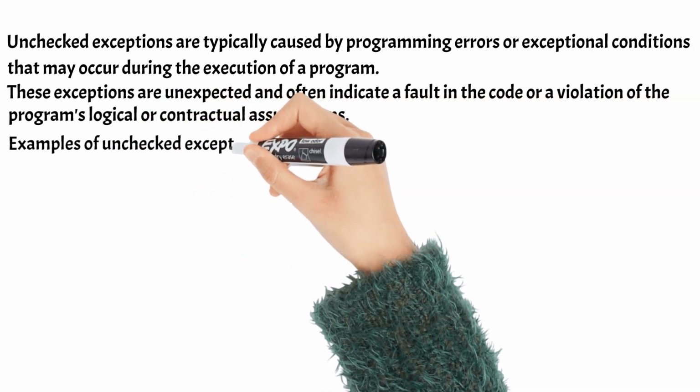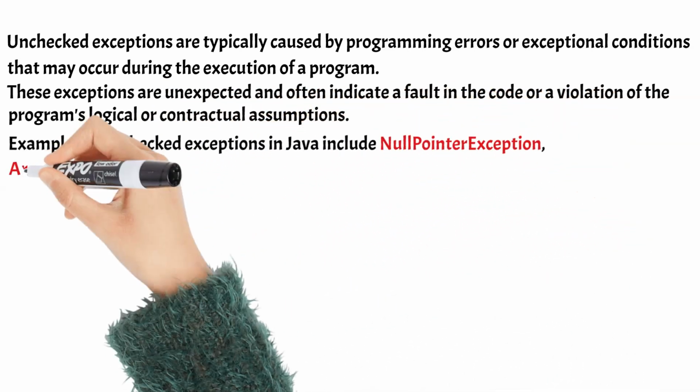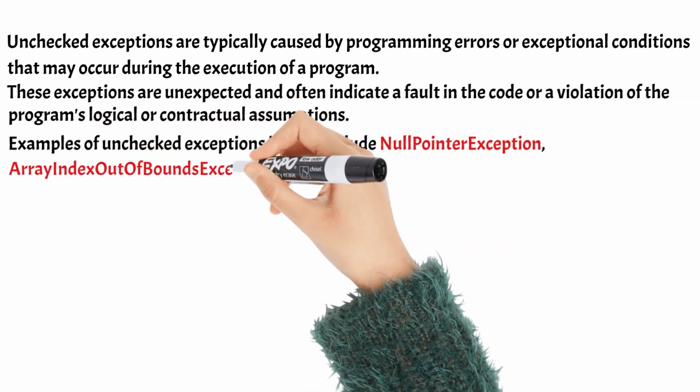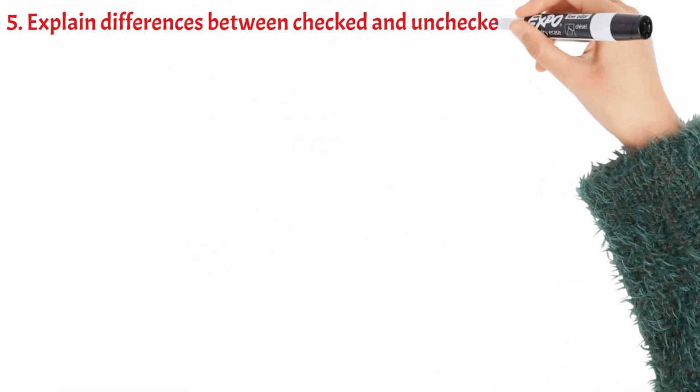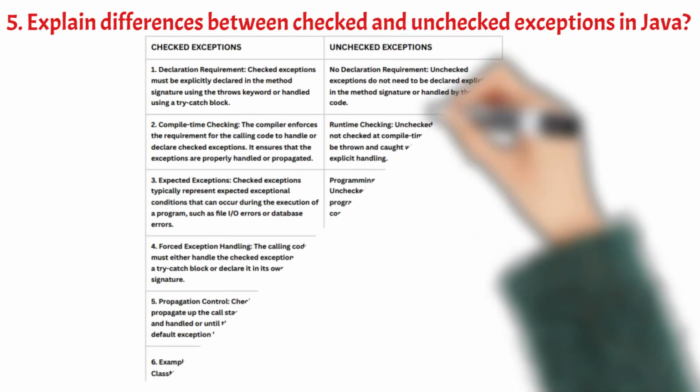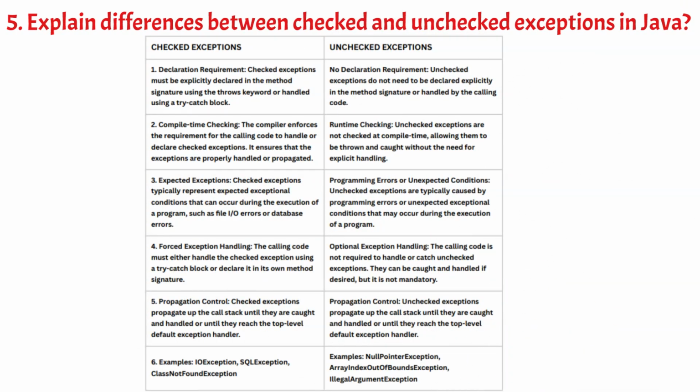Examples of unchecked exceptions in Java include NullPointerException, ArrayIndexOutOfBoundsException, and IllegalArgumentException. 5. Explain differences between checked and unchecked exceptions in Java. 1. Declaration requirement. Checked exceptions must be explicitly declared in the method signature using the throws keyword or handled using a try catch block.